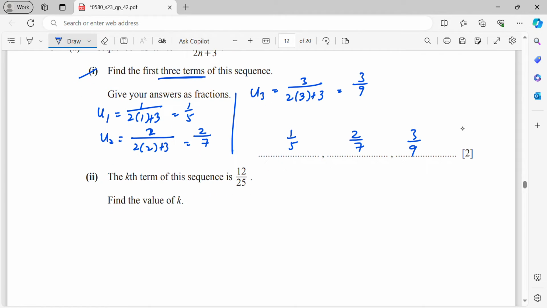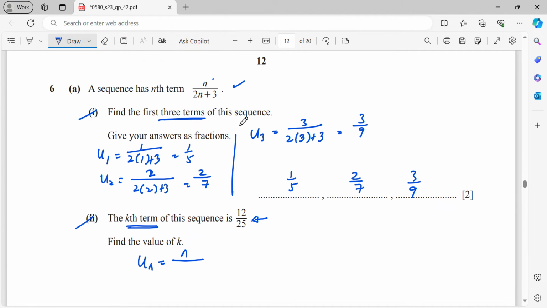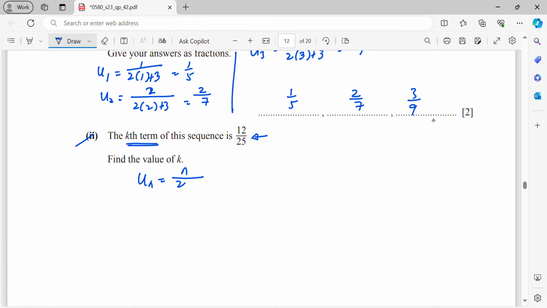Now, part 2, the kth term of this sequence is 12 over 25. Find the value of k. Okay, so your nth term is n over 2n plus 3. So now it's mentioned the kth term, so it means that uk is 12 over 25. So now just replace the n by k. That means you will get 12 over 25 equals k over 2k plus 3.